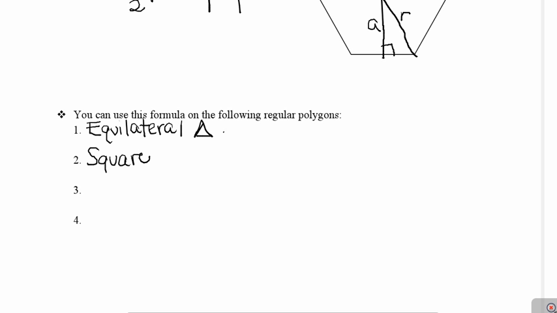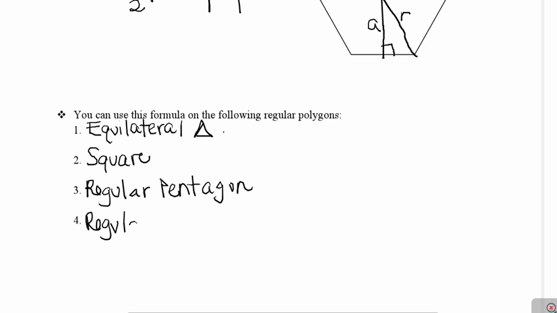Square is our equilateral quadrilateral. Now from that point forward, we can use it on a regular pentagon. There's not really fancy names for the rest of them. We just put the word regular in front, and that's how we know that all the sides and all the angles are congruent. So regular pentagon, regular hexagon, and so on. Those are probably the four main ones that we will be using it on: the regular pentagon, regular hexagon, square, equilateral triangle. Now you can use it on any type of regular polygon, but those are the four that we'll be working with primarily in this class.